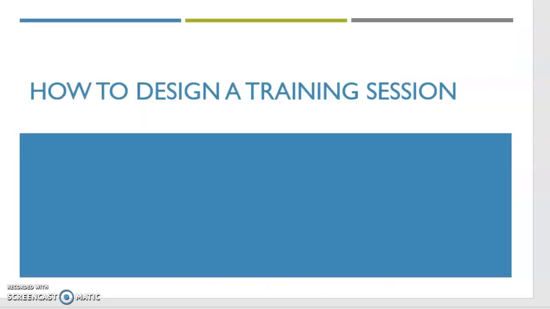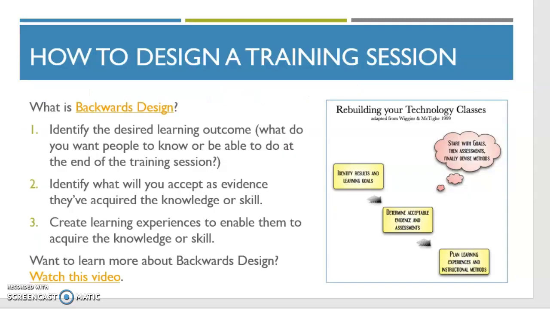Okay. So let's talk about how to design a training session. And I'm reading from the notes that you can't see that are at the bottom of the screen. So hopefully you've downloaded the PowerPoints and you can read the information at the bottom of the screen in the notes field. So backwards design is a term used in elementary, secondary, and post-secondary education to describe the process for planning a unit of study.